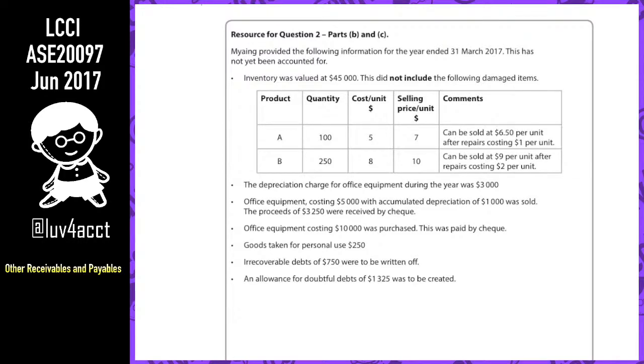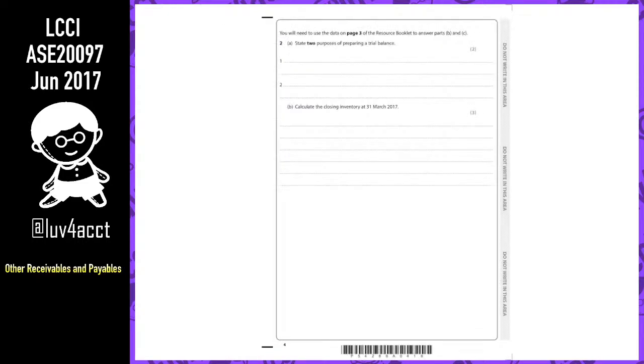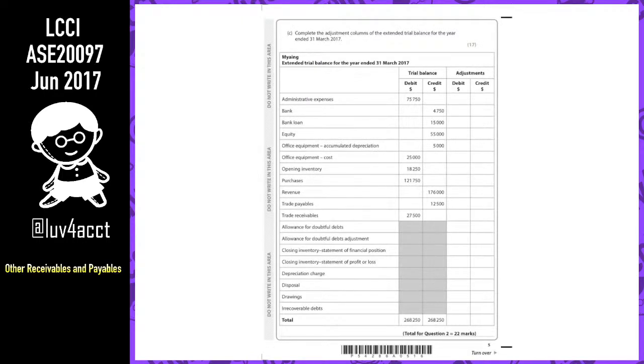Okay, I think this is the statement, the extended trial balance. We have 1, 2, 3, 4, 5, 6, 7 items. Let us take a look. Two purposes of trial balance, calculate closing inventory, yes, and then the extended trial balance. Okay, 22 marks.